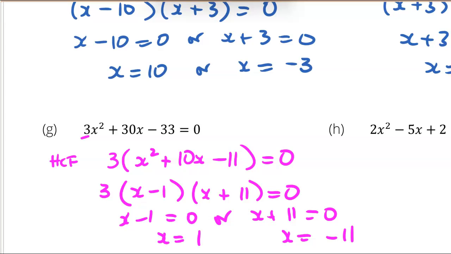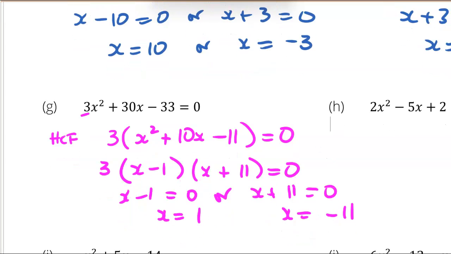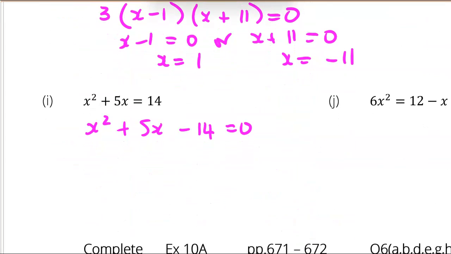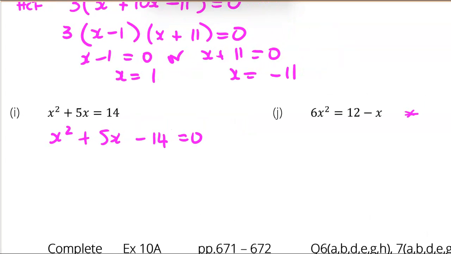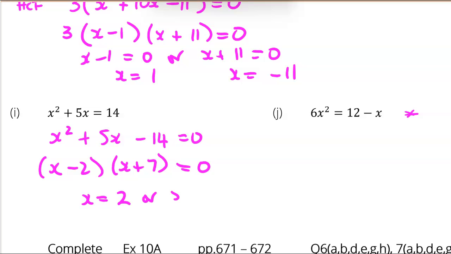There are two solutions. H is the challenge and so too J. So I'll leave you to think about those. With I, once you've got that take 14 equals 0, it's now just a standard trinomial that you need to factorise. Two numbers that multiply to give negative 14 and add to give 5. So then x equals 2 or x equals negative 7.